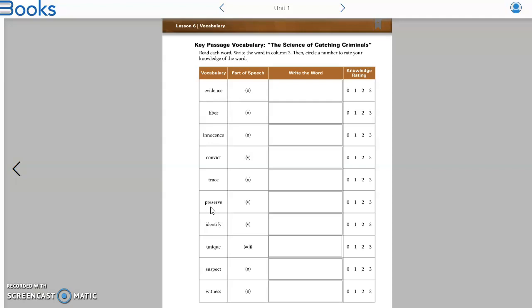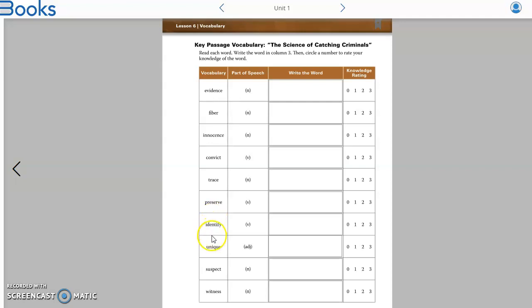If clues and samples help convict a criminal, the criminal has been found what? A convicted person has been found guilty. Is a person convicted in a court of law or outside it? A person is convicted in a court of law.